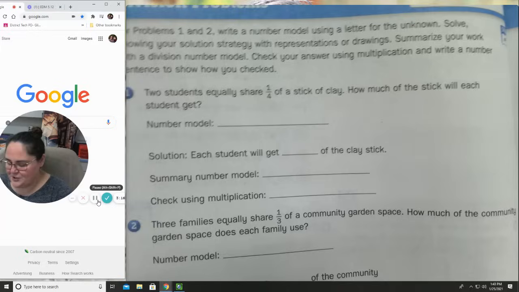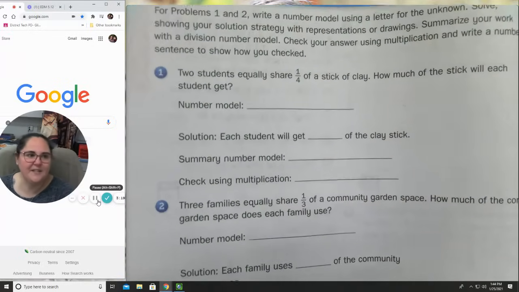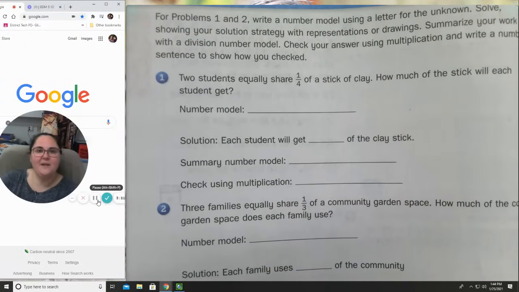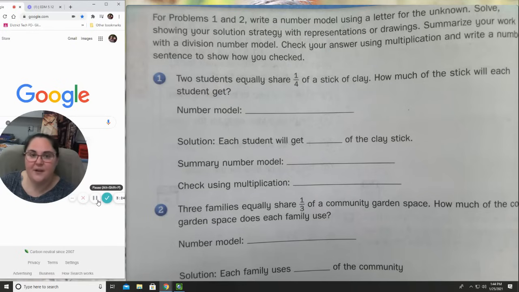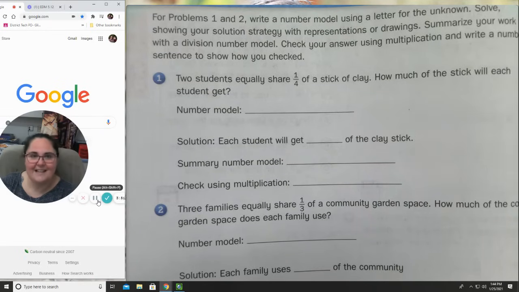Now, we are going to be working in our student math journal, page 188 today. So we're going to start by looking here. It says, for problems number 1 and 2, write a number model using a letter for the unknown. Solve, showing your solution strategy with representations or drawings. Summarize your work with a division number model. Check your answer using multiplication, and write a number sentence to show how you checked. It's a lot of stuff to do. Make sure you're taking really good notes, okay, guys?